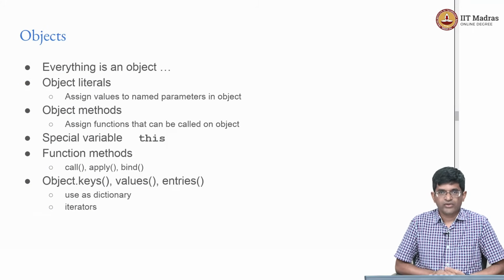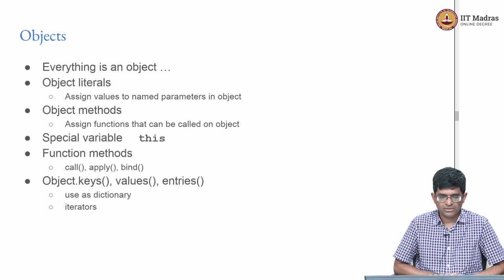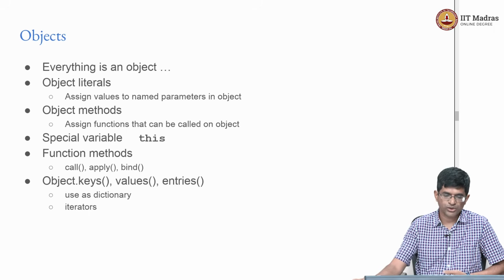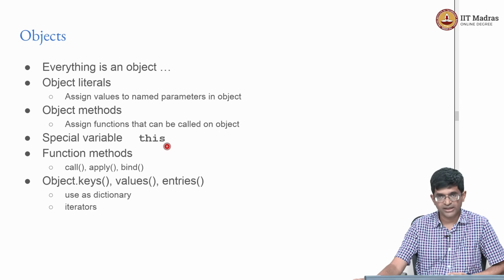Okay, so we looked a little bit at what modules are and how they are implemented. Now let's understand a little bit more about objects in JavaScript. And over here the thing is, everything in JavaScript is an object. There is this notion of object literals that are used to assign values to named parameters in an object, and there are object methods, which are functions that can be called on the object. Okay, there is also the special variable which is labeled this, which is found inside objects. We'll get to that in a moment.